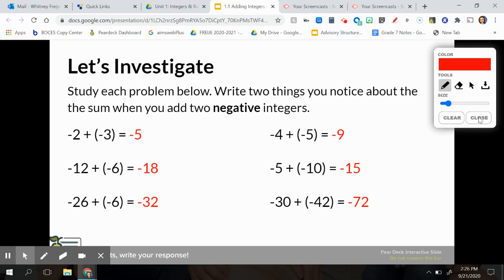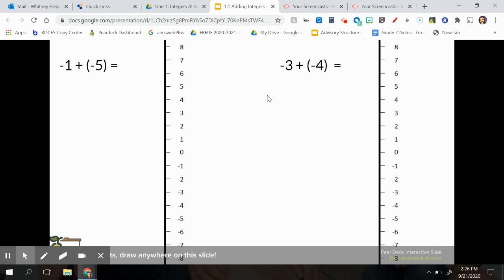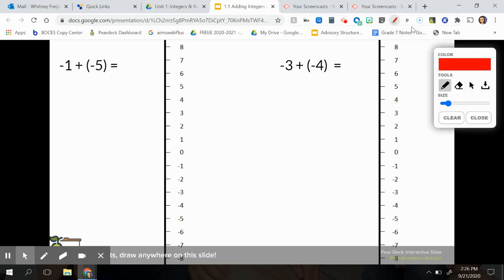adding these integers together. The second way that we can show this is by adding on a number line. So if you're ever not sure what to do, using your number line can be extremely helpful. So here, if we're starting at -1, we're going to want to think about, well, we're adding to it -5. So I'm going to need to go down 5. So -1, -2, -3, -4, -5. And here I end at -6. So my sum would be -6.